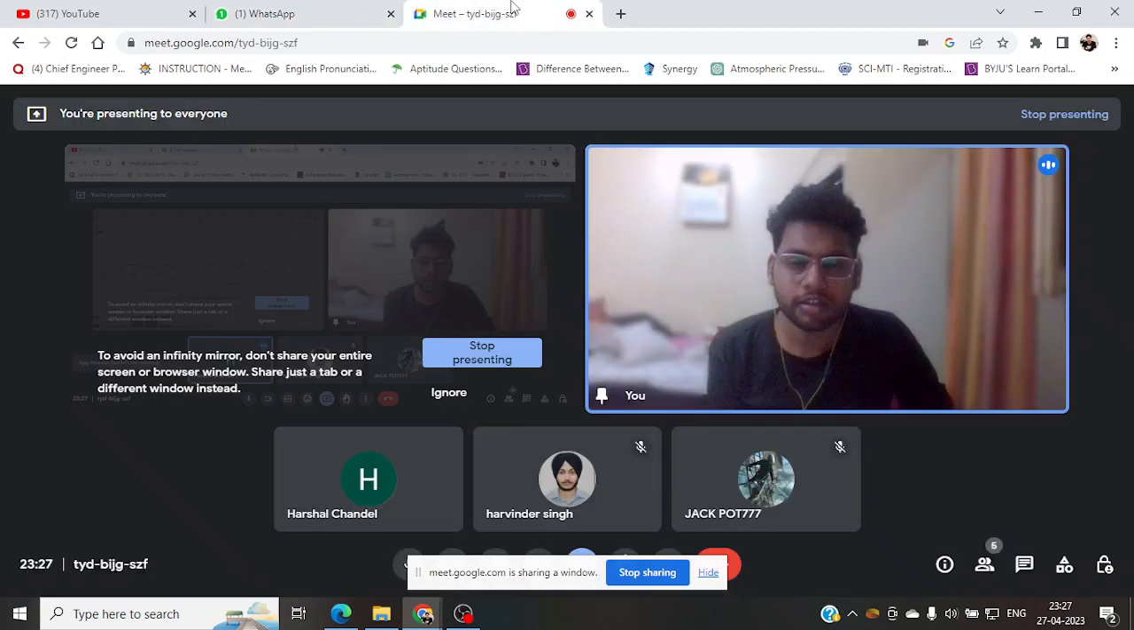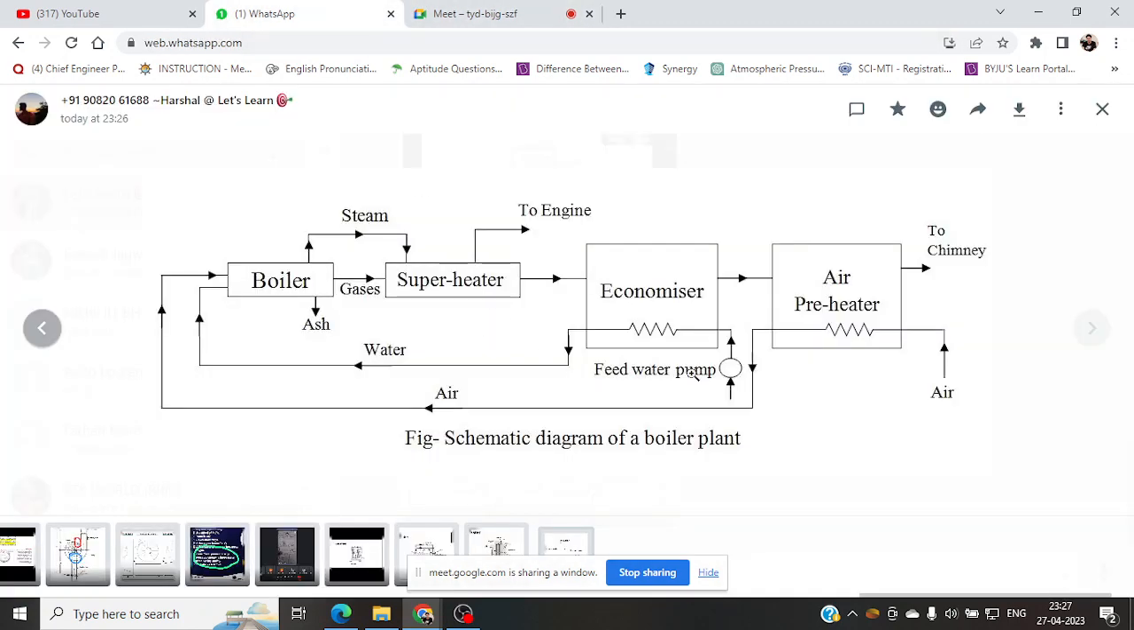Now, am I able to present my screen? Yeah, your screen is visible. Starting with the superheater, then economizer, then air preheater, and these three are the main accessories. We are also having the feed water pump and the draught system, where the chimney is. That is the natural draught. There won't be any chimney on the ship.